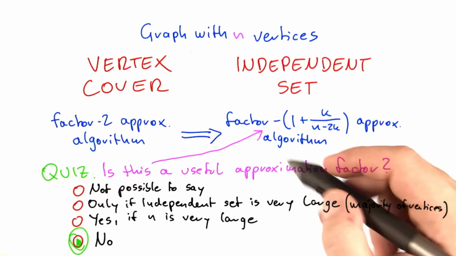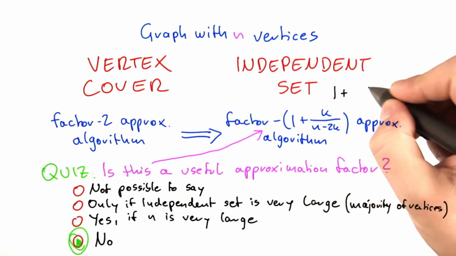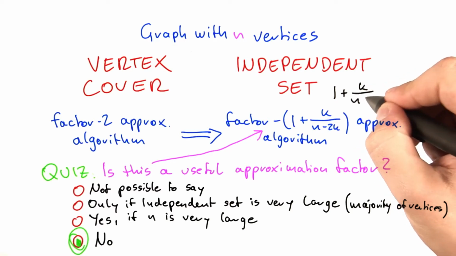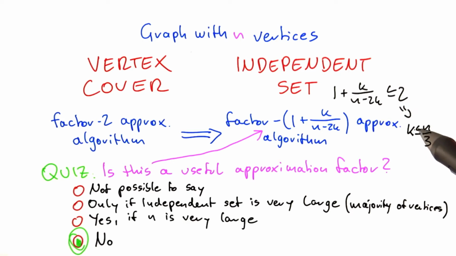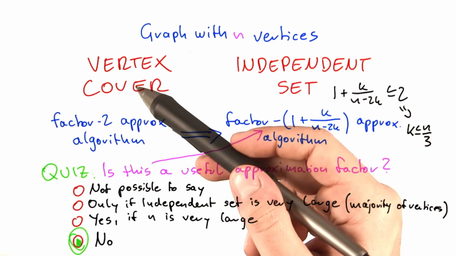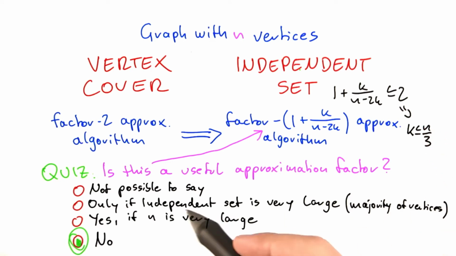Let's say we wanted this to be at least a factor 2 approximation algorithm. What that would mean is that 1 plus k over n minus 2k is smaller than or equal to 2. So when you solve this, what you get is that k must be smaller than or equal to n thirds. Now, seeing this, you might be inclined to think, why isn't this answer here correct? Because if k, which is the size of the smallest vertex cover, is less than or equal to n thirds, then most of the vertices are in an independent set.